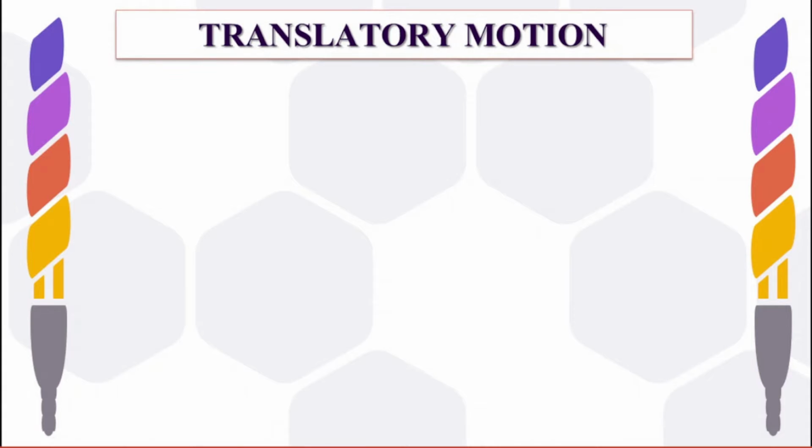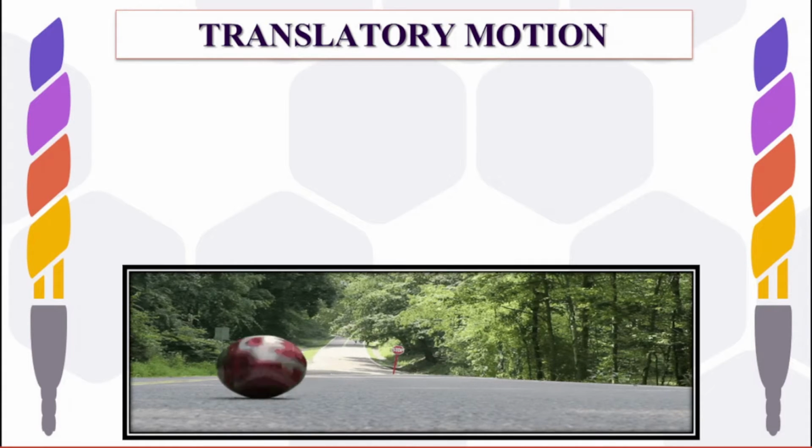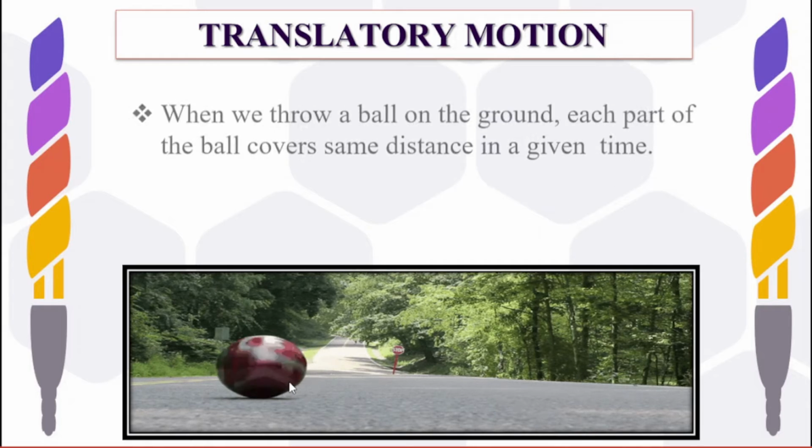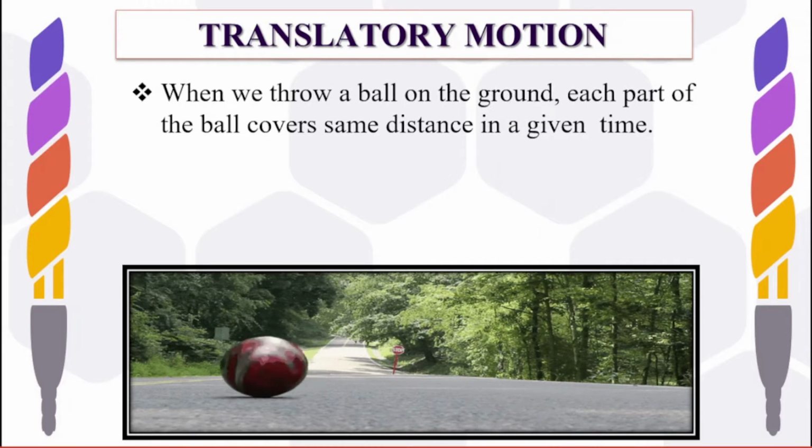Okay, translational motion. So look at the picture. The ball moves along a straight line. At the same time, it has 2 types of motion. One is straight line motion, and at the same time the ball is rolling on the ground. When we throw a ball on the ground, each part of the ball covers the same distance in a given time. That is called translatory motion.